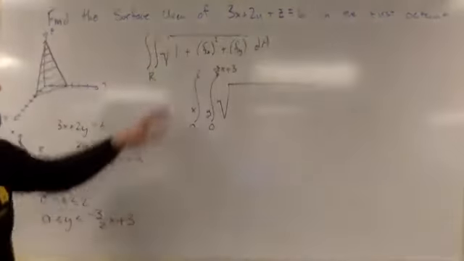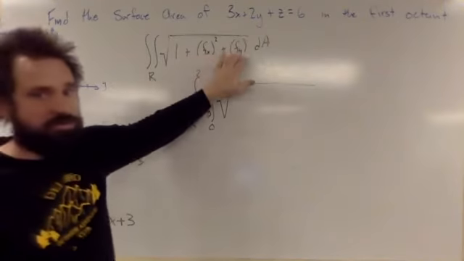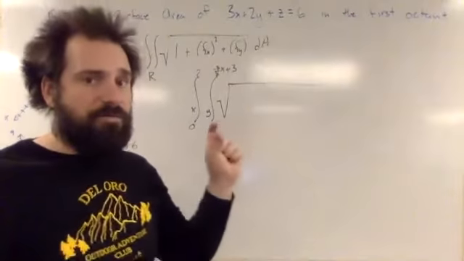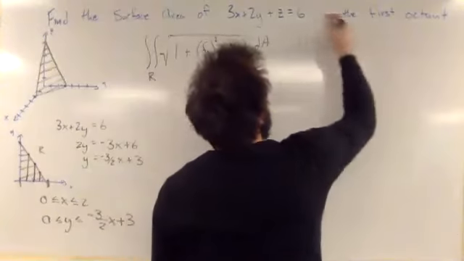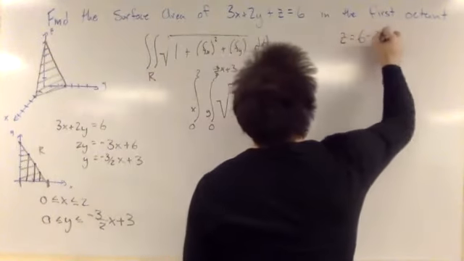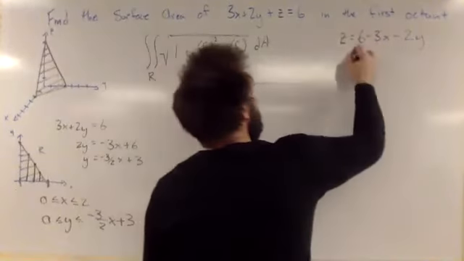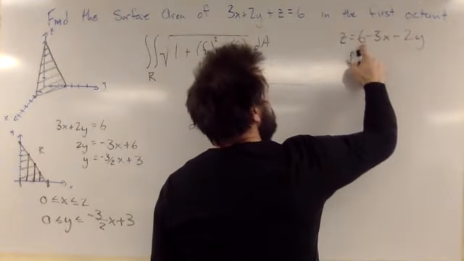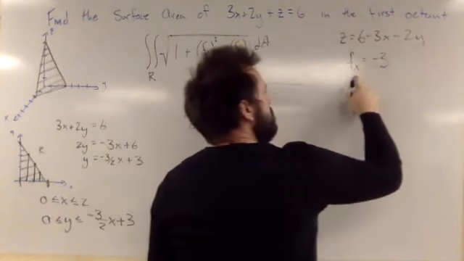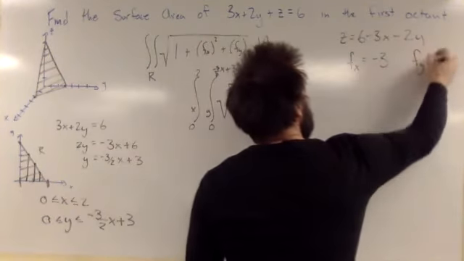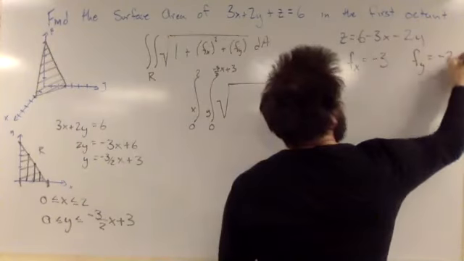Now I need to start filling in these values. I need my partial derivative with respect to x and my partial derivative with respect to y. Right now I have a function of x, y, z, so I need to rewrite it as z equals. If I take this, I get z equals 6 minus 3x minus 2y. So my partial with respect to x, the 6 and the 2y are constants, gives me minus 3. My partial with respect to y, the 3x has no y so it's a constant, gives me a negative 2.